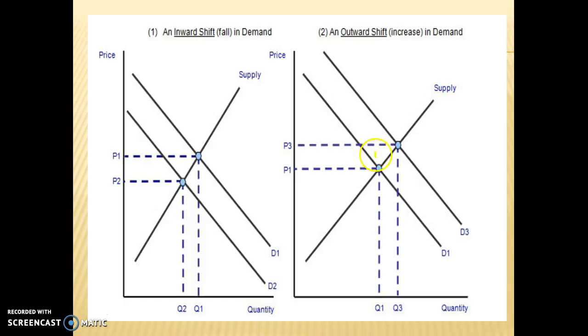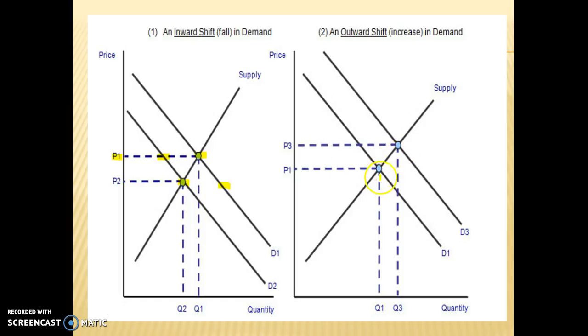In this first graph, the demand curve is shifting to the left, and what that means is that at any given price there will be less demand for the product. So at a price of P1 the old demand was here, and now the demand is here. At P2, the old demand would have been out here, and now the new demand is here. At any given price, there is now less demand for the product.